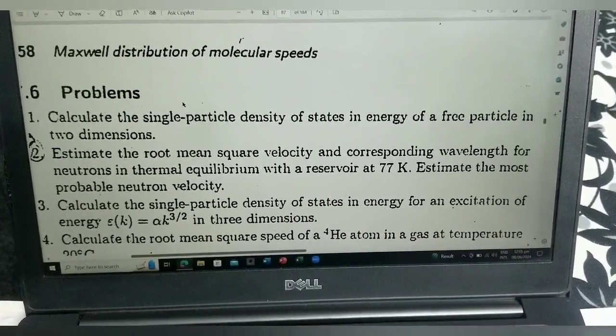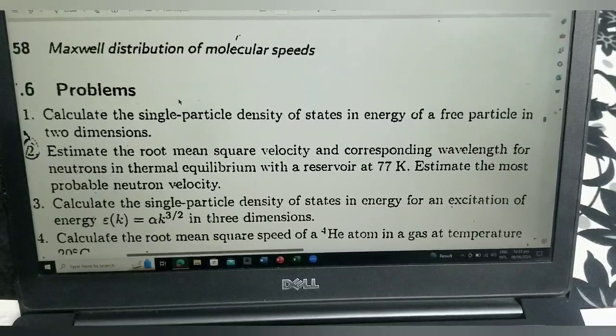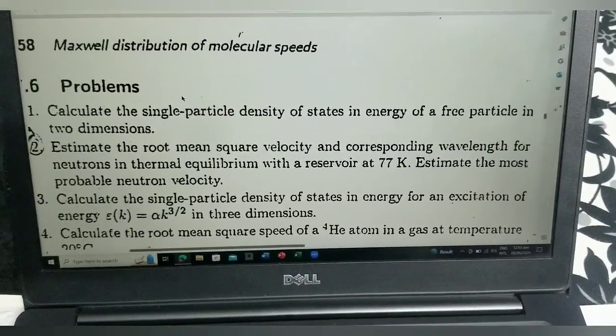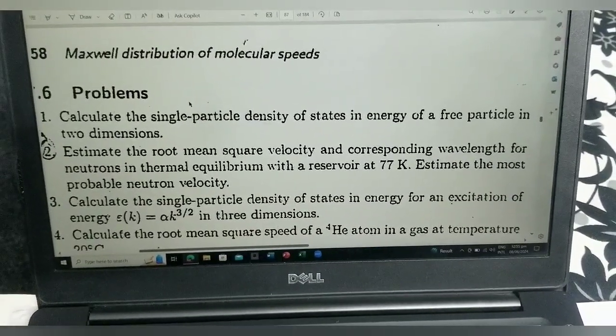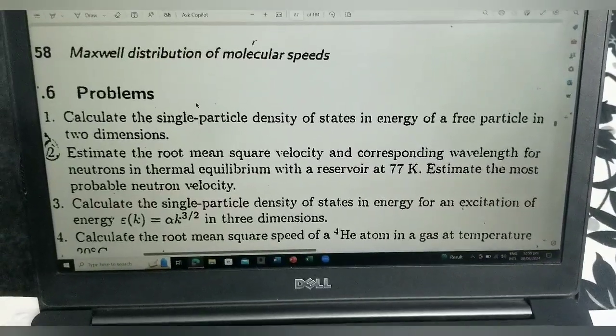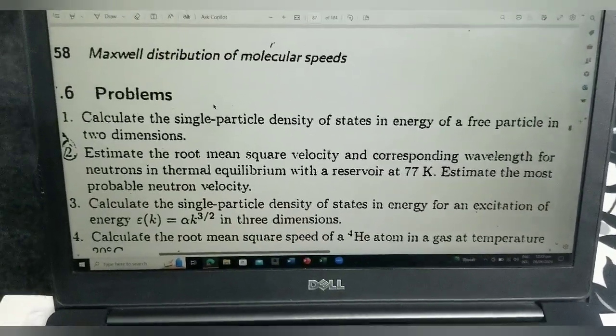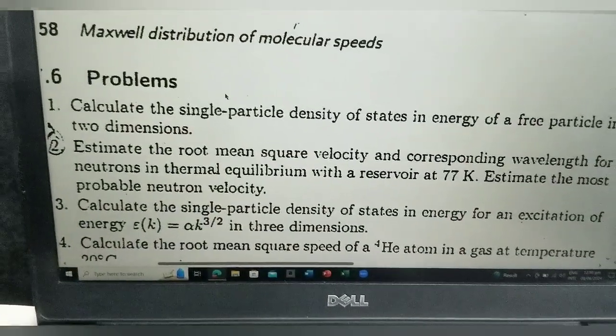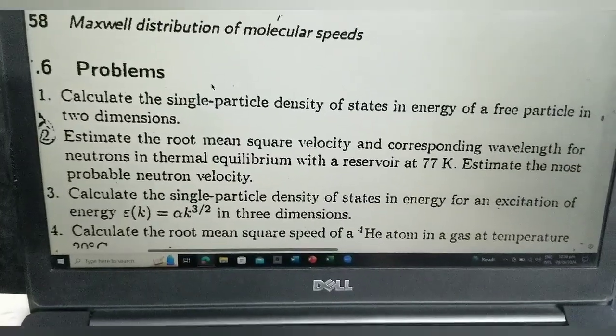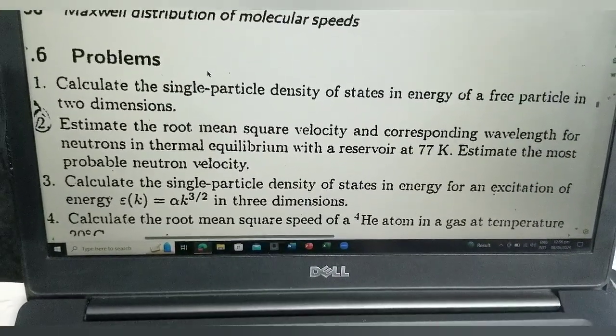If we know what kind of particle we have, for example a free particle here, then we can easily find the density of states expression in terms of energy, for example here in two dimensions. So we need to consider the two-dimensional case. Now let's see how to solve the problem.